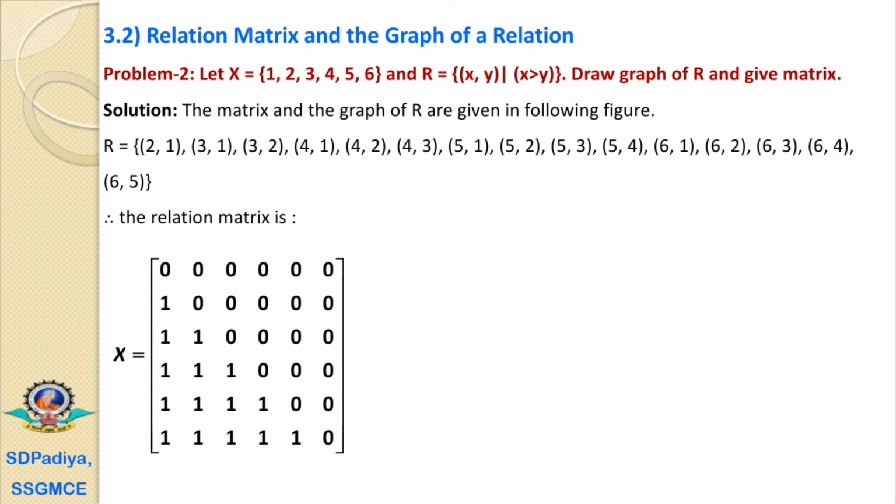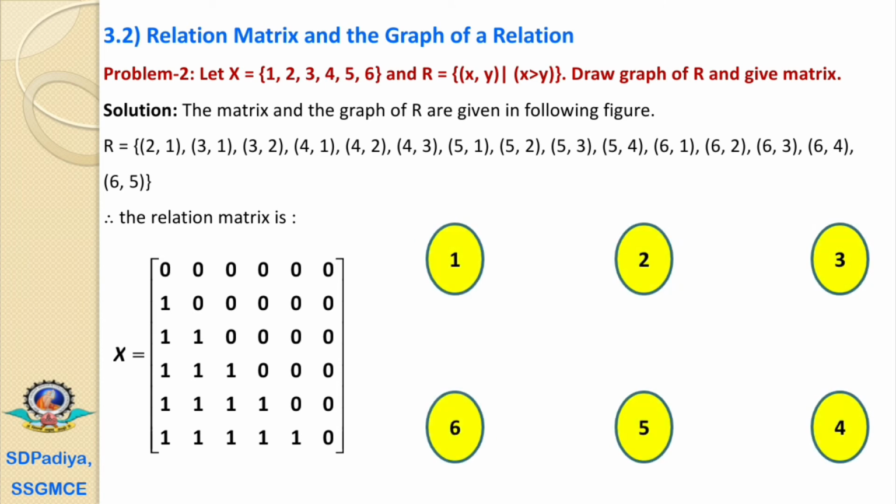Now if we have to design the graph, then we have to consider the 6 nodes. We can consider these 6 nodes in a rectangle shape or in a hexagon shape: 1, 2, 3, 4, 5, 6. Now the first relation is (2, 1), so we'll show this connection. The next, (3, 1) and (3, 2), that is 3 has a relation with 1 and 3 has a relation with 2.